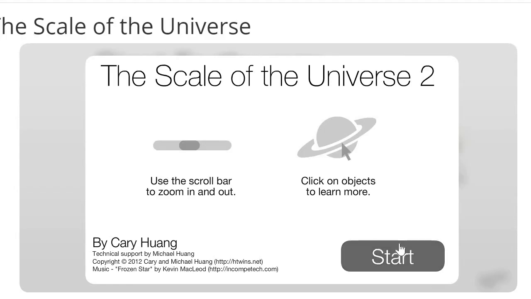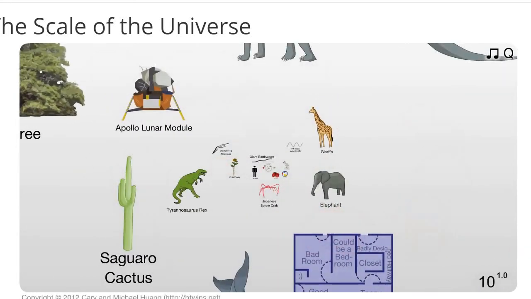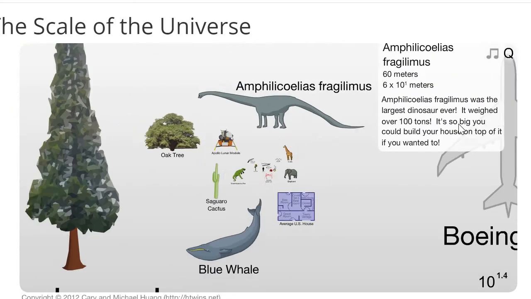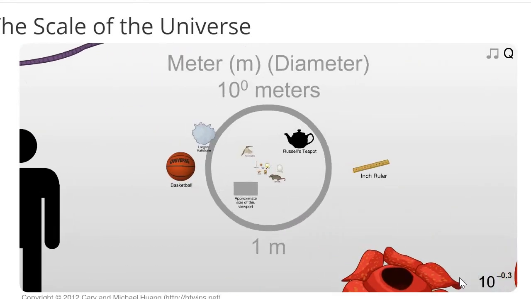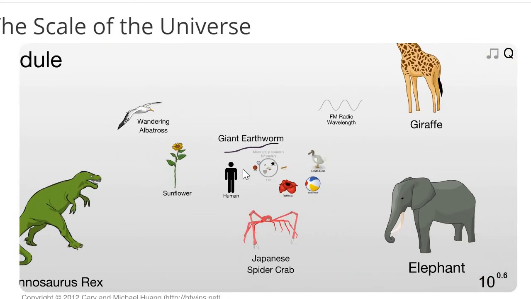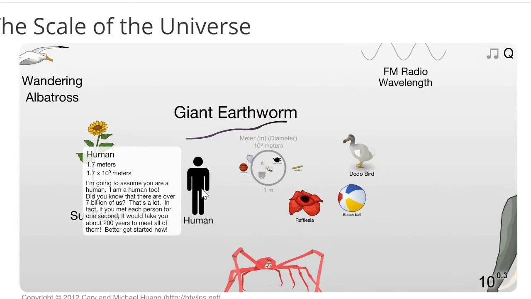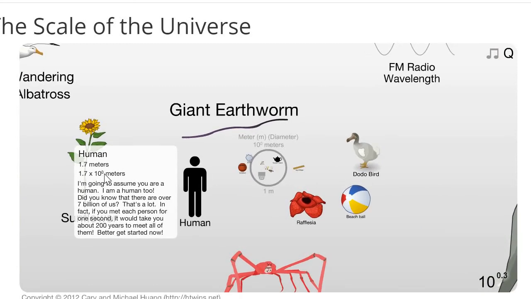Just wanted to end by showing you this really cool website, which allows you to see how big and how small things are using this standard form. So let's go right in. The size of a human here is 1.7 times 10 to the 0 meters. So we're about 1.7 meters tall.